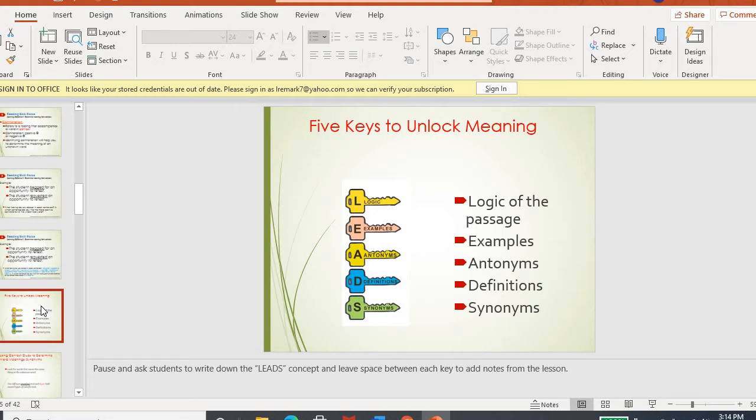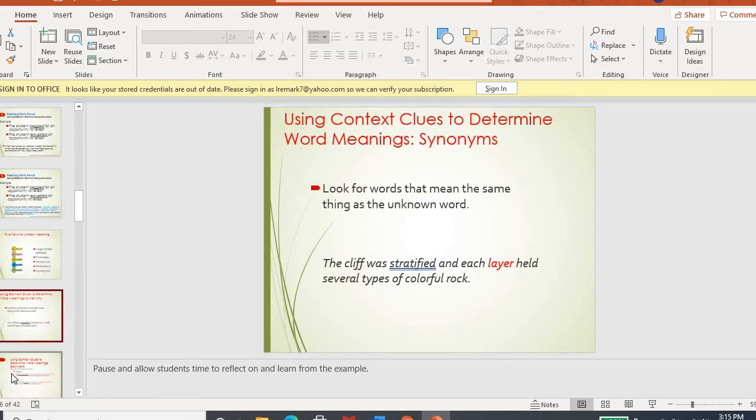So what do I mean by context clues? What does that look like? That's what this is all about. These are the different kinds of context clues. Authors can give you logic, examples, antonyms, definitions, and synonyms. So we're going to look at each of these a little bit more in depth.